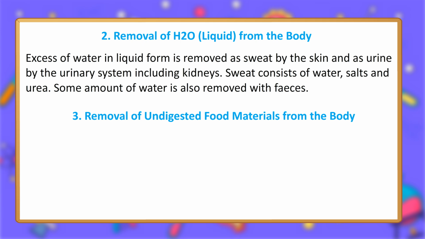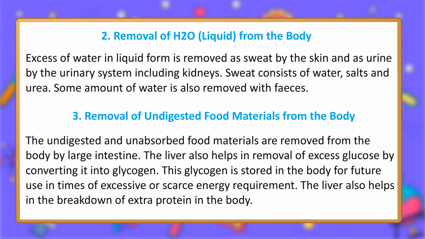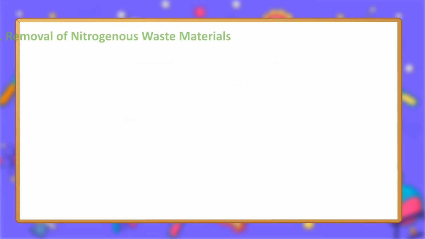3. Removal of undigested food materials from the body. The undigested and unabsorbed food materials are removed from the body by the large intestine. The liver also helps in removal of excess glucose by converting it into glycogen. This glycogen is stored in the body for future use in times of excessive or scarce energy requirement. The liver also helps in the breakdown of extra protein in the body.